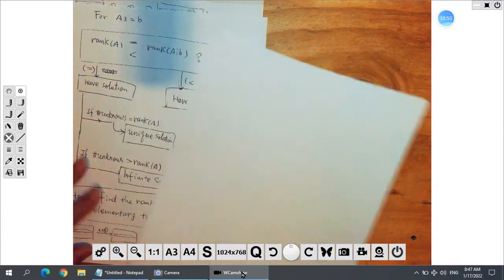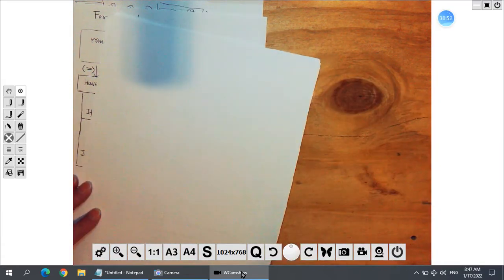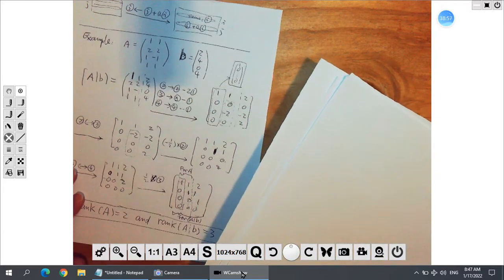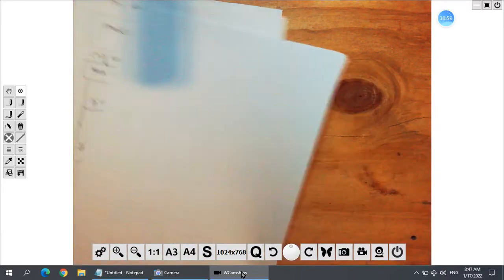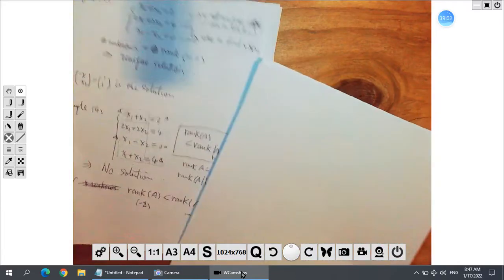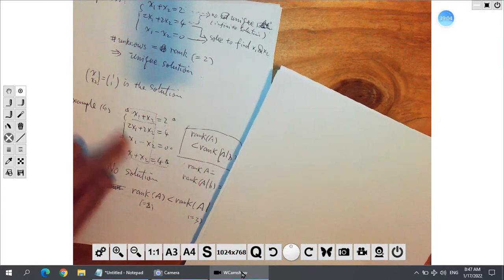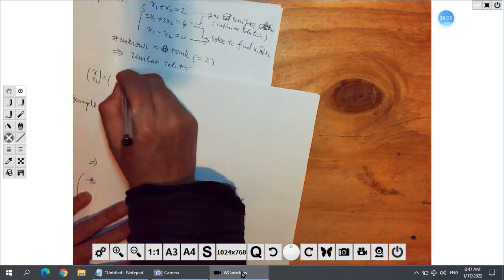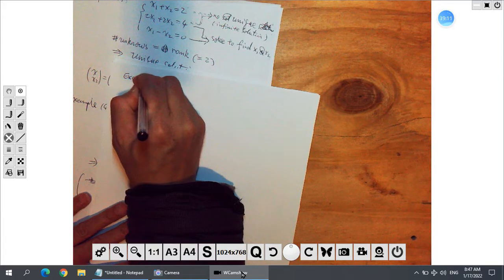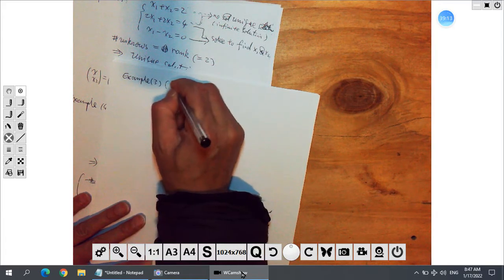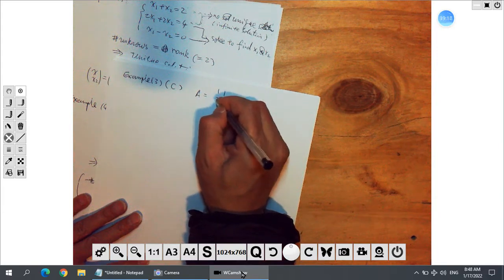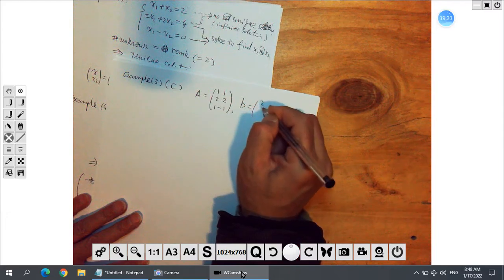In case the A is not square, we can go back to the example where we have a unique solution. This is no solution. Now this is a unique solution, right? This case, unique solution. Okay, this is example 3 continued. A is 1, 1, 2, 2, 1, negative 1. And B is 2, 4, 0.